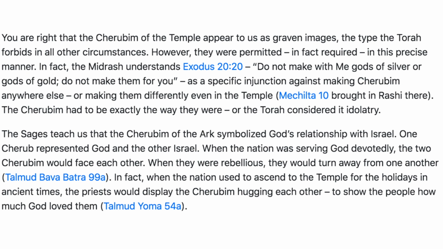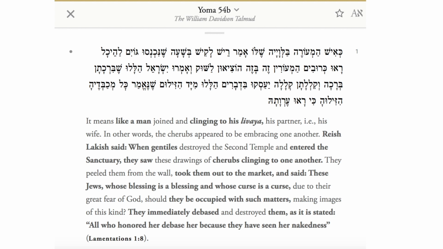In fact, when the nation used to ascend to the temple for the holidays in ancient times, the priests would display the cherubim hugging each other to show the people how much God loved them. Talmud Yoma 54a. So here they've interpreted the fact that they were clinging to one another like a man and a woman as if they were hugging. But if we actually go to the end of the narration, it does not seem like they are hugging. So it says here, it means like a man joined in clinging to his Levaya, his partner, his wife. In other words, the cherubs appear to be embracing one another.